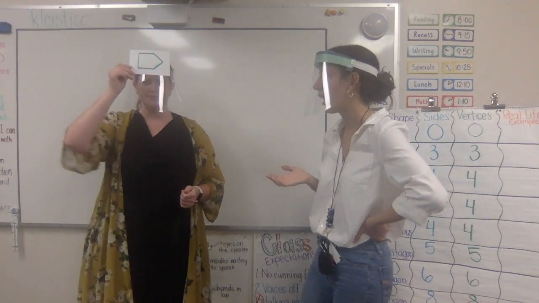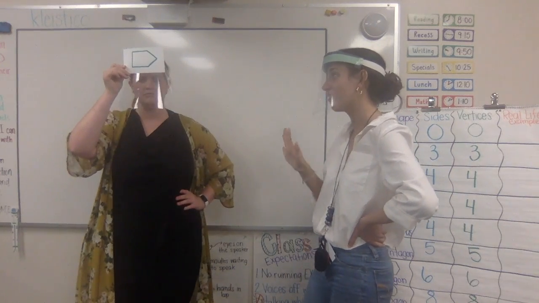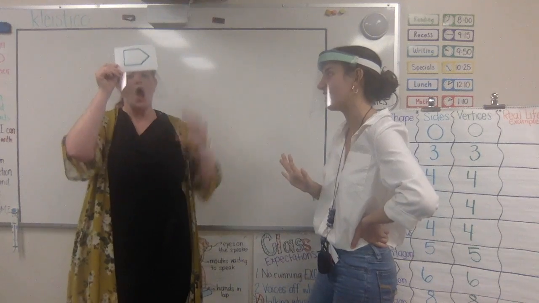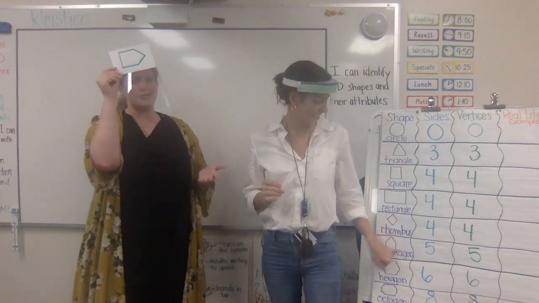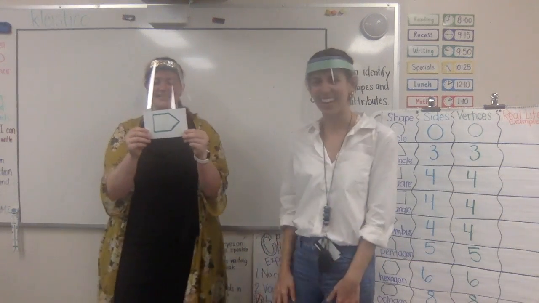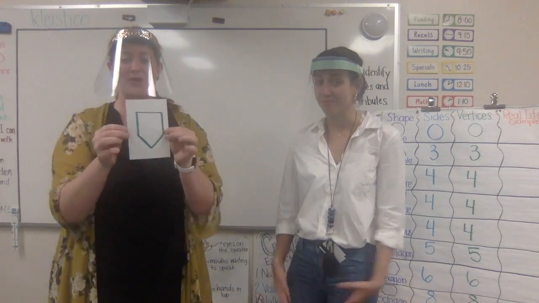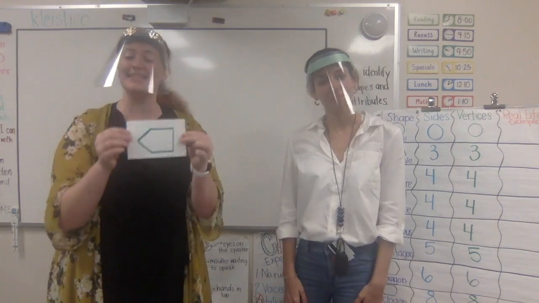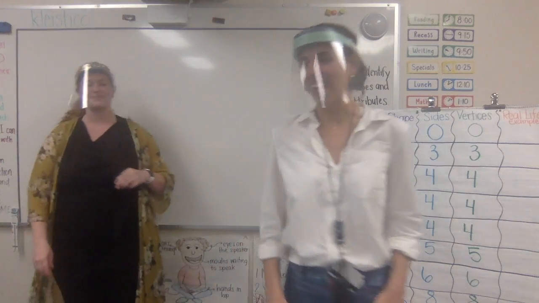Oh, I can. Okay, so an attribute of this shape is that it has 5 sides and 5 vertices. Oh, I remember! The 5-sided shape with 5 vertices that looks like a house is a pentagon! Very good job, Miss Lime. And sometimes you're used to seeing it like this, but it doesn't matter which way the shape goes. It's still a pentagon with 5 sides and 5 vertices. That's right. Okay, it's my turn to pick a card.